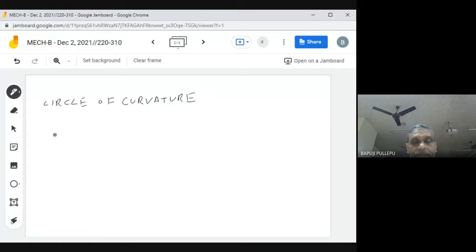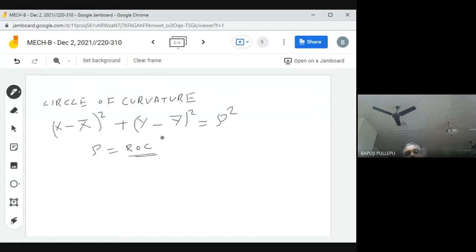Circle of curvature, what is the formula? (x minus x bar) whole square plus (y minus y bar) whole square is equal to rho square, where x bar, y bar is the center and rho is the radius of curvature. Correct? Suppose they ask to find the circle of curvature, it is a general circle: (x minus x bar) whole square plus (y minus y bar) whole square equals rho square. This is the circle of curvature.